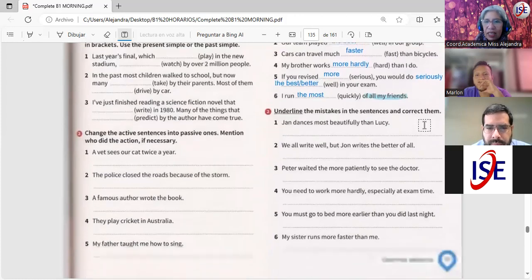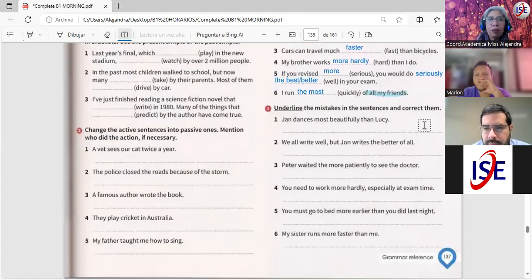Okay? Remember, adverbs behave like long adjectives. Okay, so we use more and the most. We don't use quicklier or quickliest.